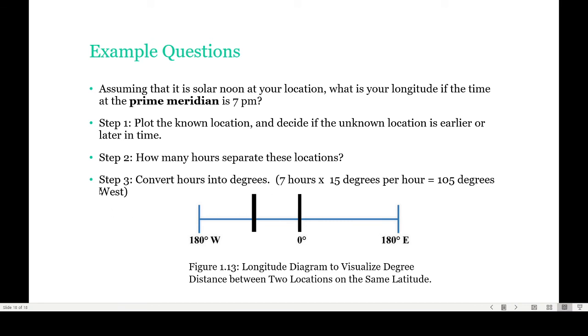I put the west direction because we are on the left side of the prime meridian. So we are west. So 105 degrees west. That is how you will solve your question in your quiz.